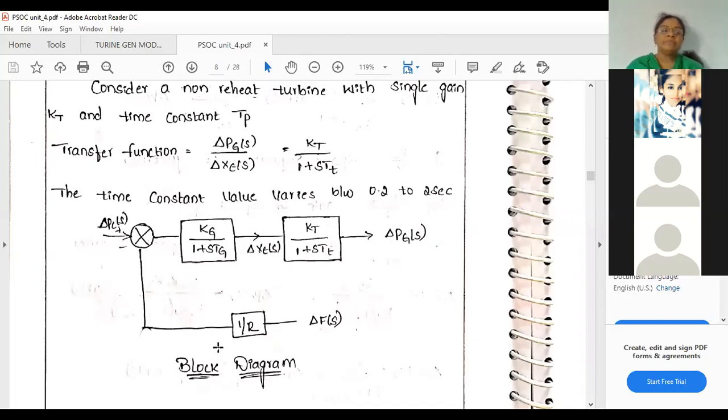And here delta PC is the input power, and KG is the generation. This is the turbine, and this is the speed governing system. Here we are combining the two systems.